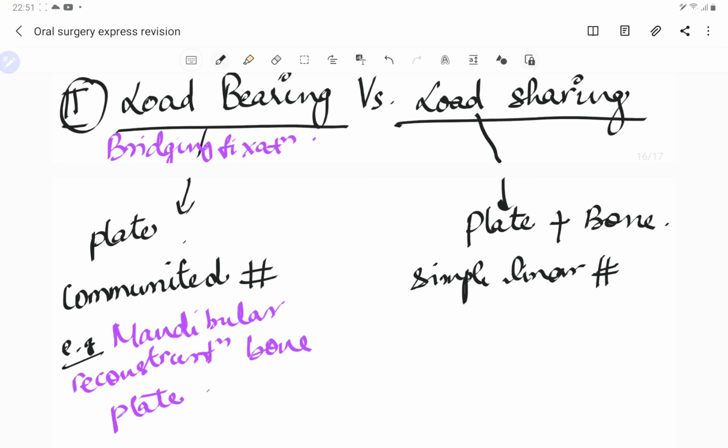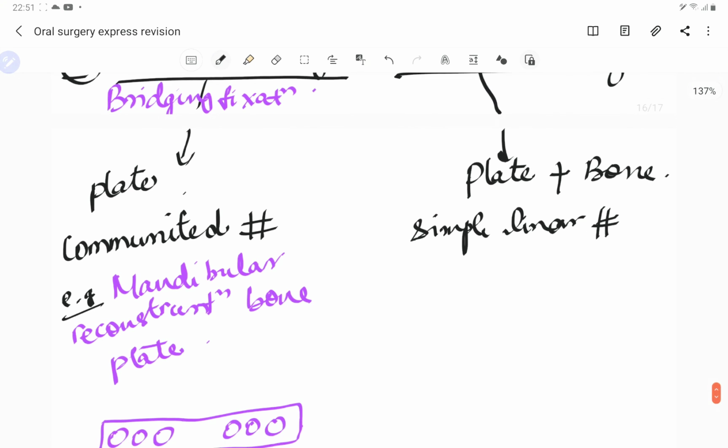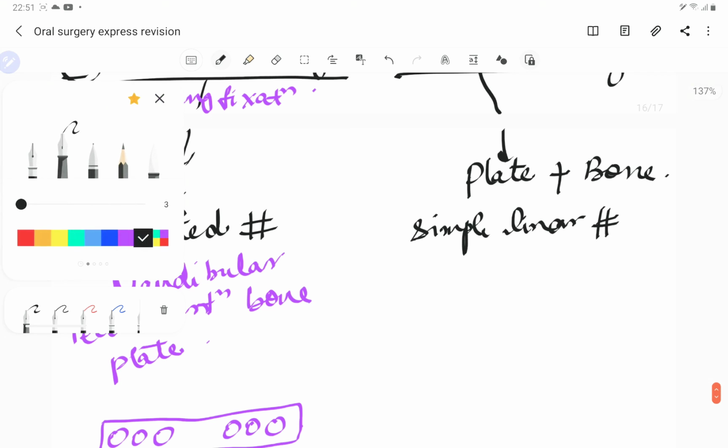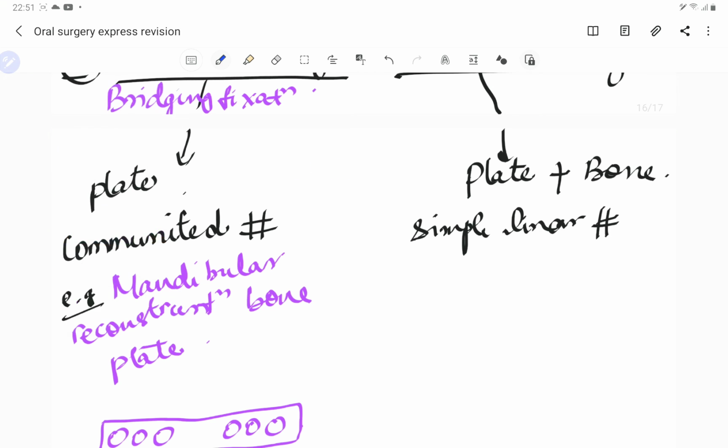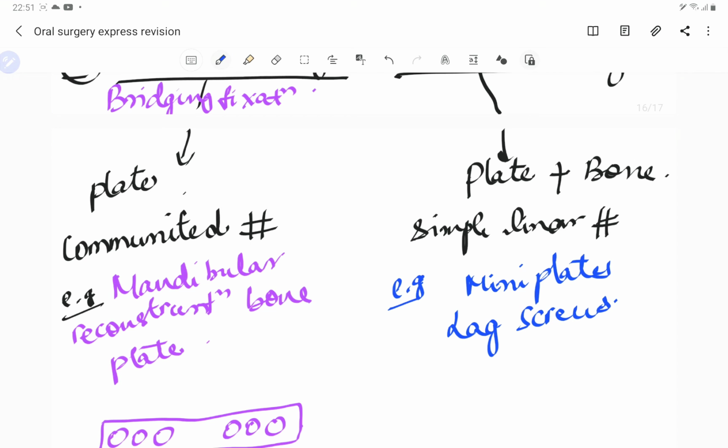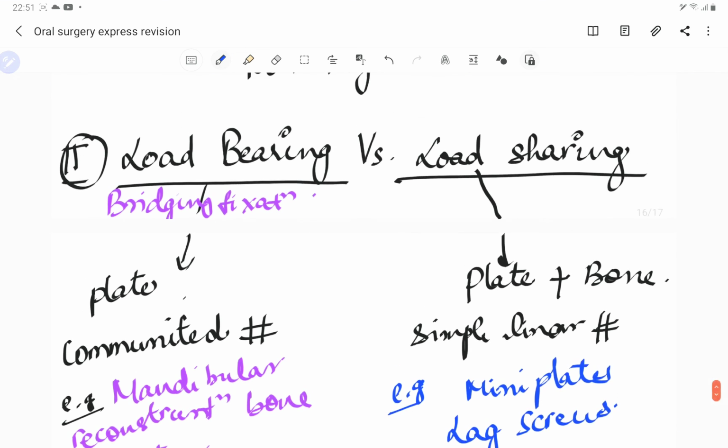So we put the mini plates. Mini plates can be a good example of load sharing, because plates are not bulky, so the bone is also taking up the load. Or the lag screws, they are an example of load sharing.